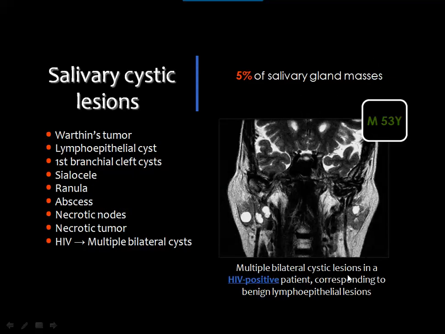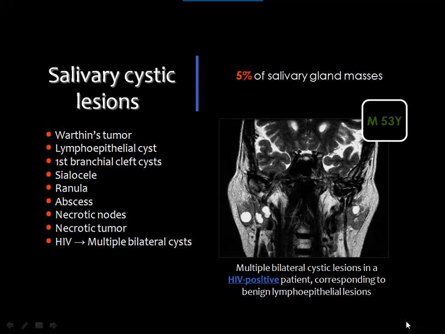Then there is a big differential diagnosis for cystic lesions in the salivary glands. I will mention Warthin tumor later on, lymphoepithelial cysts, and first branchial cleft cyst will be mentioned also in the lecture of the suprahyoid neck, sialocele, ranula, abscess, necrotic intraparotid lymph nodes, necrotic tumor, and HIV-related cysts. This is an example, a coronal T2 weighted image of a patient who is HIV positive, and you can see multiple cyst-like structures filled with fluid in both parotid glands.